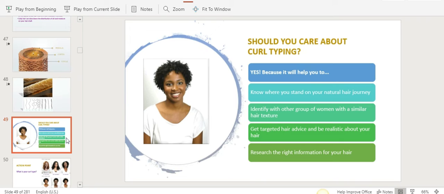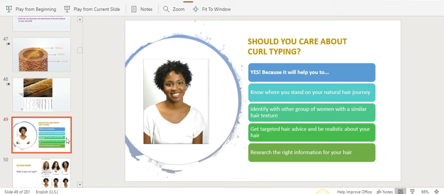And why should you care? Let me quickly list out these 4 reasons. Knowing your curl type will help you to know where you stand on your natural hair journey. Because again, I said earlier that sometimes I get ladies sending me emails and I ask them, okay, what's your hair type? And they're like, oh, it's tough, it's hard, it's this. I'm like, okay, what does that mean, right? So it'll help you know where you stand on your natural hair journey.